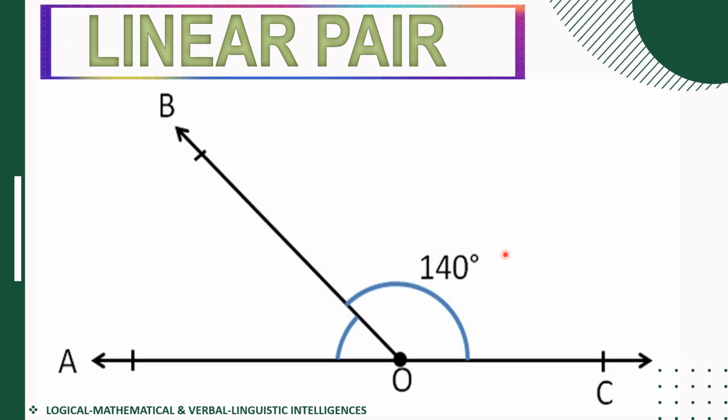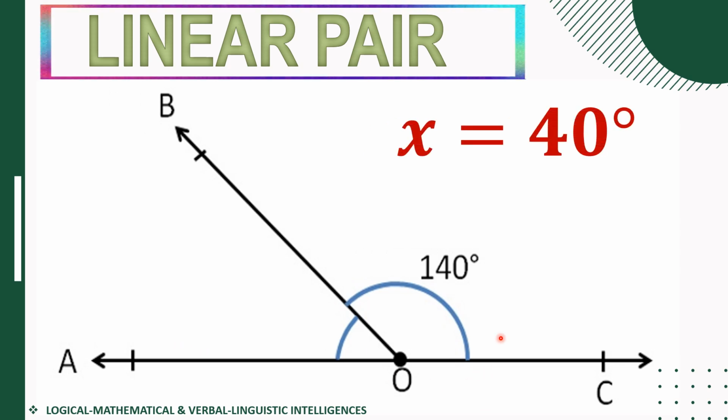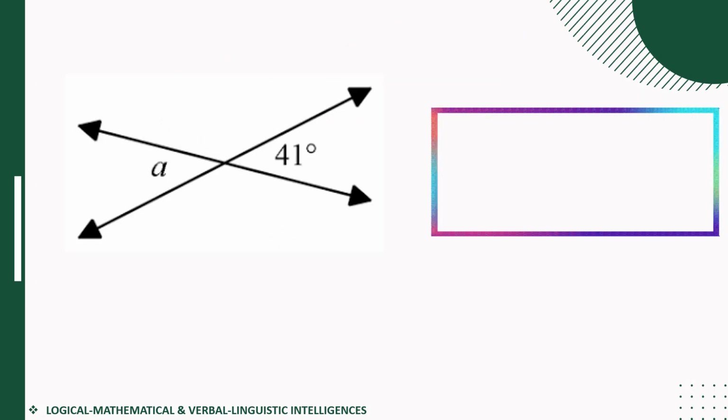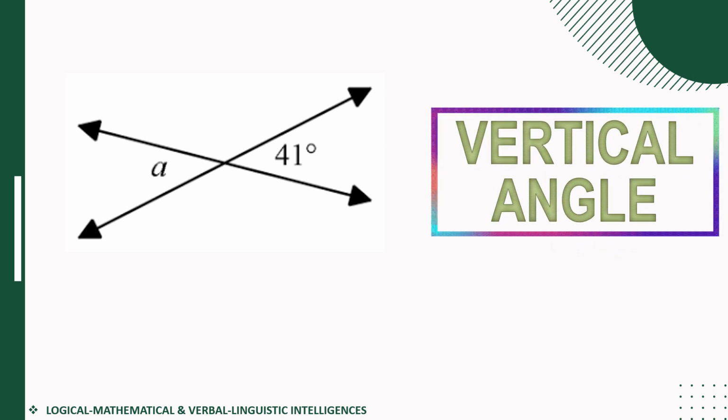Alright? So, since this one is 140 degrees, the angle BOC, definitely the angle BOA would be 180 minus 140 degrees. So that would be 40 degrees. So again, this one is 40 degrees. So 40 plus 140 is 180. That's why they are supplementary, or generally they are considered a linear pair. Next. Okay, so again, this is a vertical angle, and the angle measure for letter A would be 41 degrees as well.